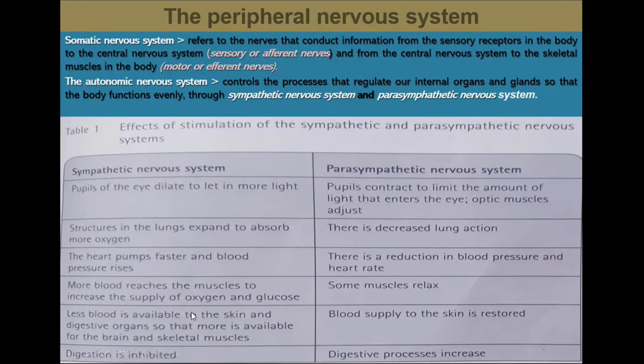Under sympathetic, less blood is available to the skin and digestive organs, so that more is available for the brain and skeletal muscle. Under parasympathetic, blood supply to the skin is restored. Under the sympathetic nervous system, digestion is inhibited. Under parasympathetic, the digestive process is increased.